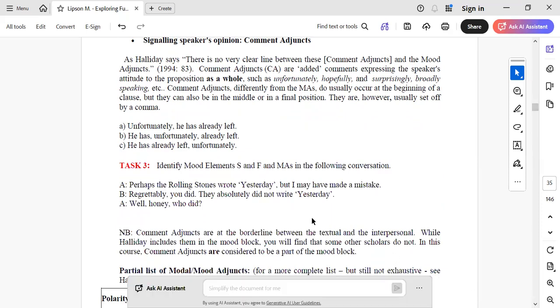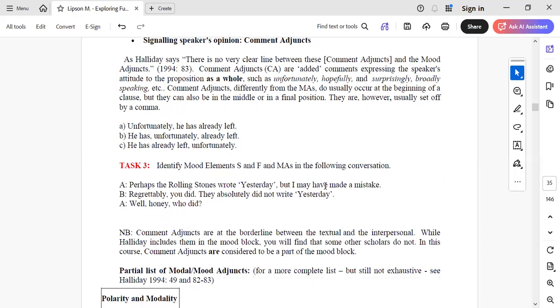Now identify the mood element, SF and MA, in the following conversation. So let's you try to do that. Perhaps the Rolling Stones wrote yesterday, but I may have made a mistake. Can you tell me where the MA is in A? Can anyone of you? Unfortunately, in A. Yes, sir. I don't see unfortunately in A.